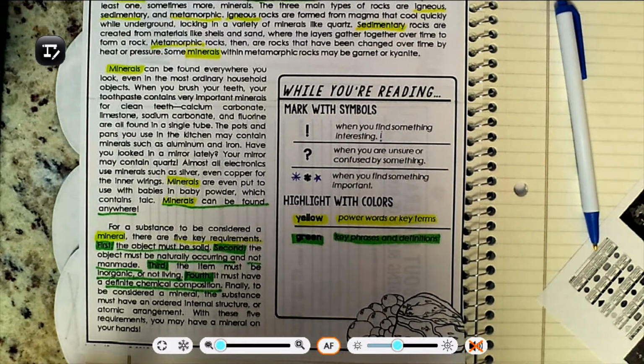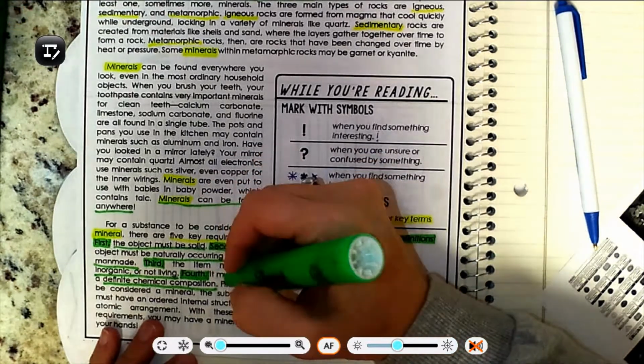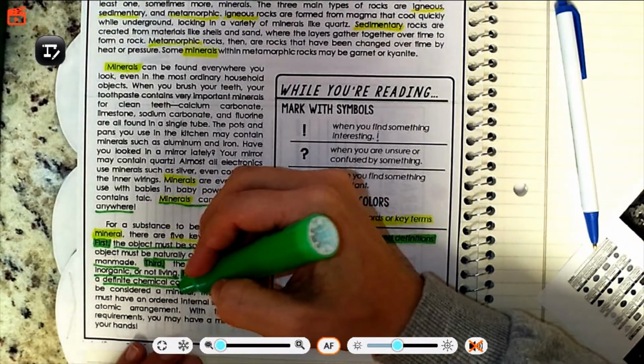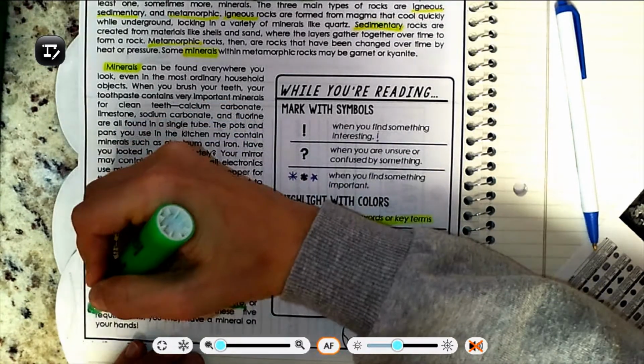So definite, remember we said fixed, it doesn't change. So salt is always made of the same things. It's not made of different things. Finally, or fifth, to be considered a mineral, the substance must have an ordered internal structure or atomic arrangement.